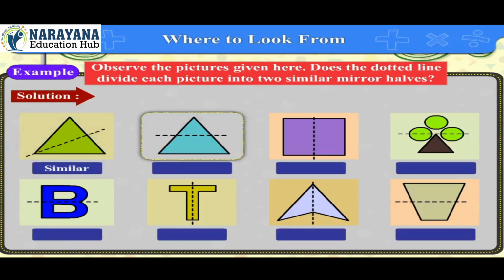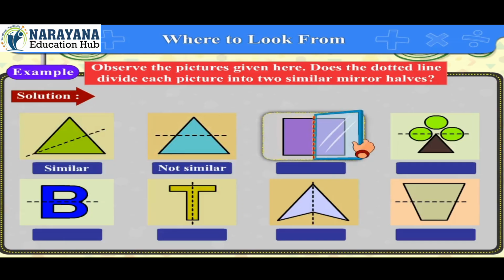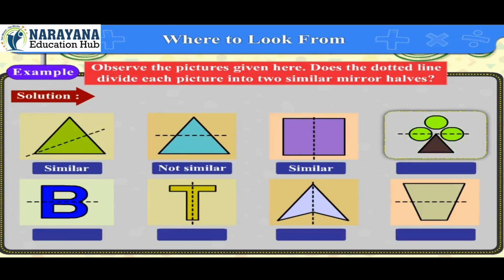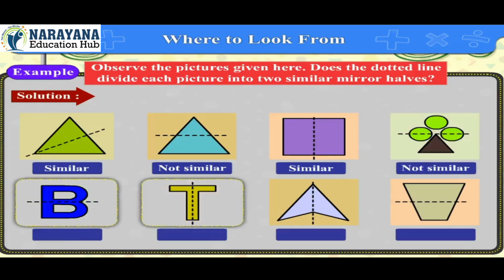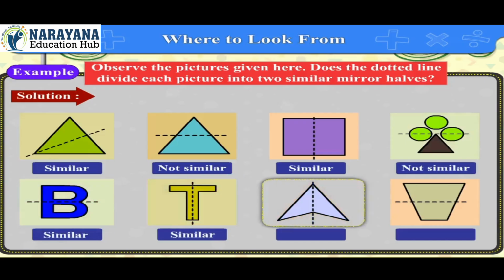But in the second triangle, if we place a mirror on the dotted line, we do not get two similar parts. In the third figure, if a mirror is placed on the dotted line, we get two exactly similar parts. In the fourth figure, we do not get two similar parts if a mirror is placed on the dotted line. In the fifth and sixth figures, if a mirror is placed on the dotted line, we get two exactly same halves. In the seventh figure, if a mirror is placed on the dotted line, we get two exactly same halves.